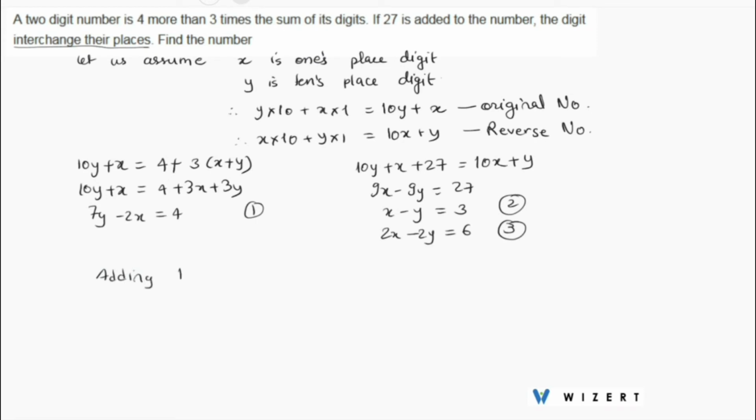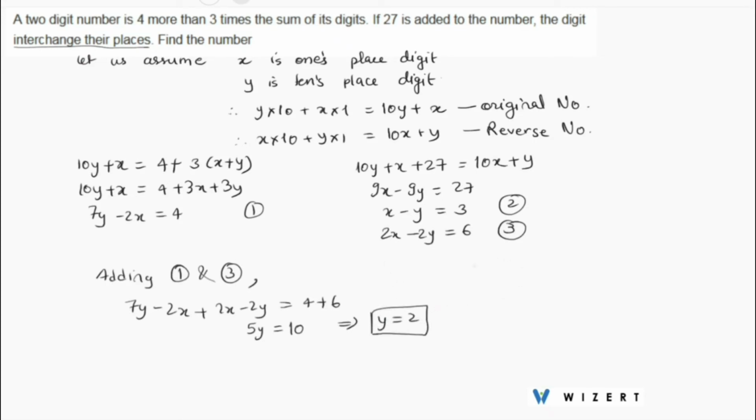Adding 1 and 3 we get 7y minus 2x plus 2x minus 2y equal to 4 plus 6. So 2x is cancelled out. 7y minus 2y is 5y equal to 10. Therefore, that gives us y equal to 2.